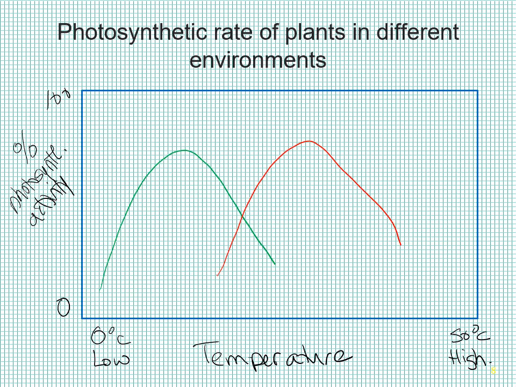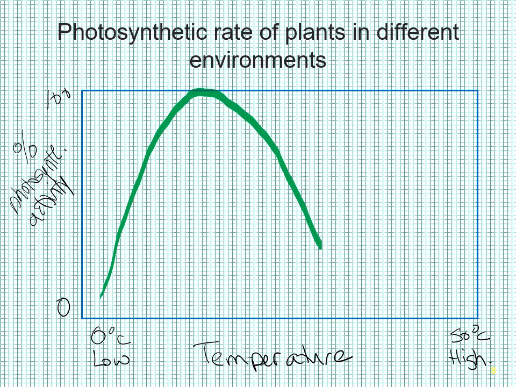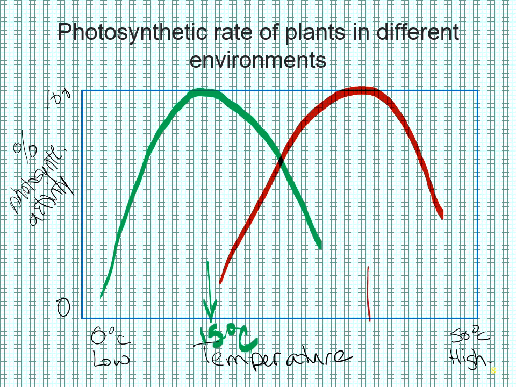Actually, let me erase those. One line for the moss. They have to go to 100%, right? And that 100% for the moss was around 15 degrees Celsius. And then the shrub, we know, started around there. And the shrub peaked at 44 degrees Celsius. So you even have a couple little numbers you could put on this. And there you go.